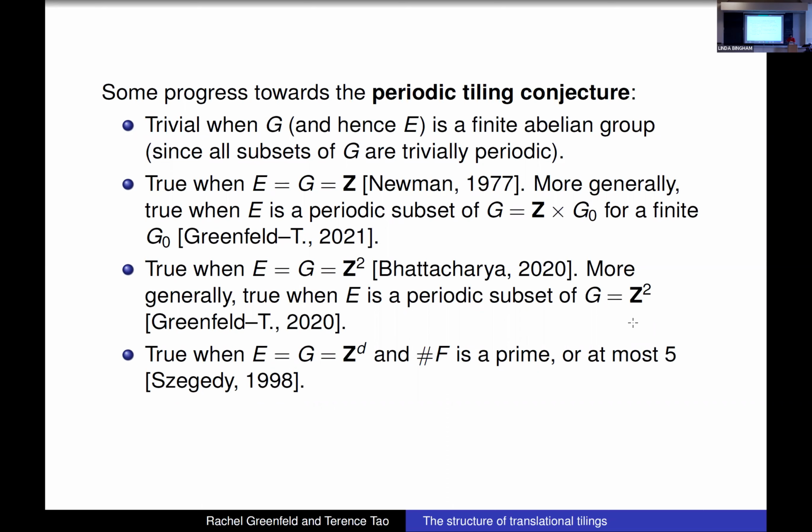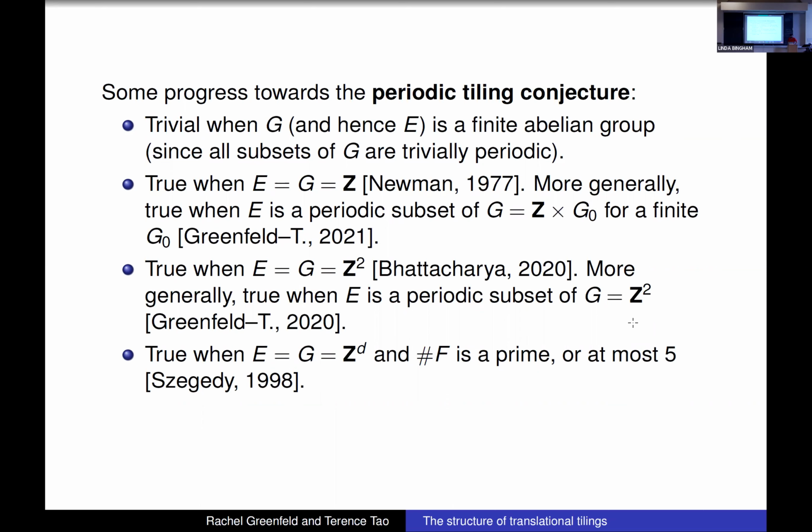But anyway, in 2 dimensions, it took surprisingly long to settle the 2-dimensional case. Z2 has only been settled last year, at least when you are tiling the entire lattice Z2. And then more recently, Rachel and I generalized that argument to periodic subsets of Z2.